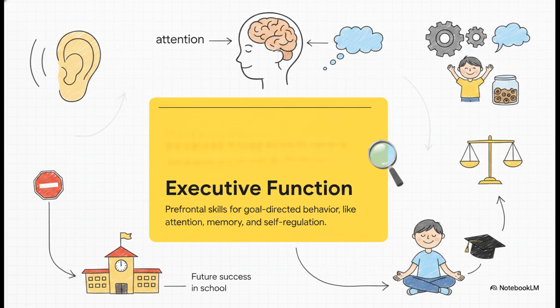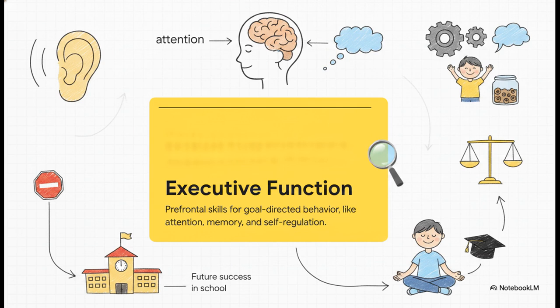This study directly investigated this exact dynamic. But before we look at the results, we need to understand the cognitive stakes. The researchers were measuring something called executive function. Basically, these are the crucial prefrontal skills in the brain that underlie goal-directed behavior. We're talking about a child's ability to pay attention, their working memory, their inhibitory control, and their self-regulation. Executive function is absolutely key to positive social and cognitive development, and it's strongly associated with future success in school.